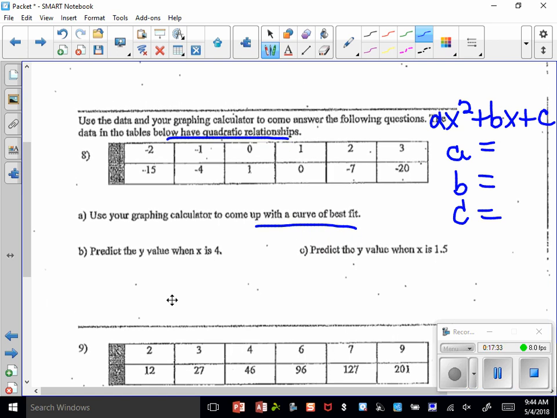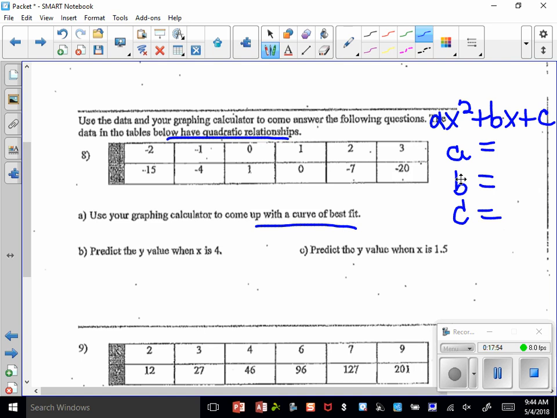Okay, so the only difference is for line of best fit, you're going to be using option 4. For quad or curve of best fit, you're going to be using option what? 5. That's it. So everybody hit option 5. Okay, and hit enter several times like we've been doing before. And then it should look like this.